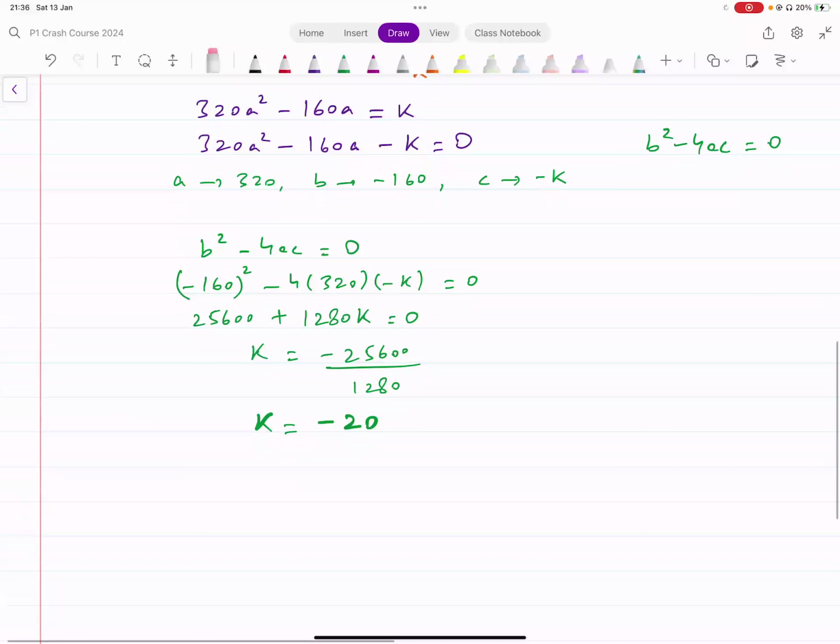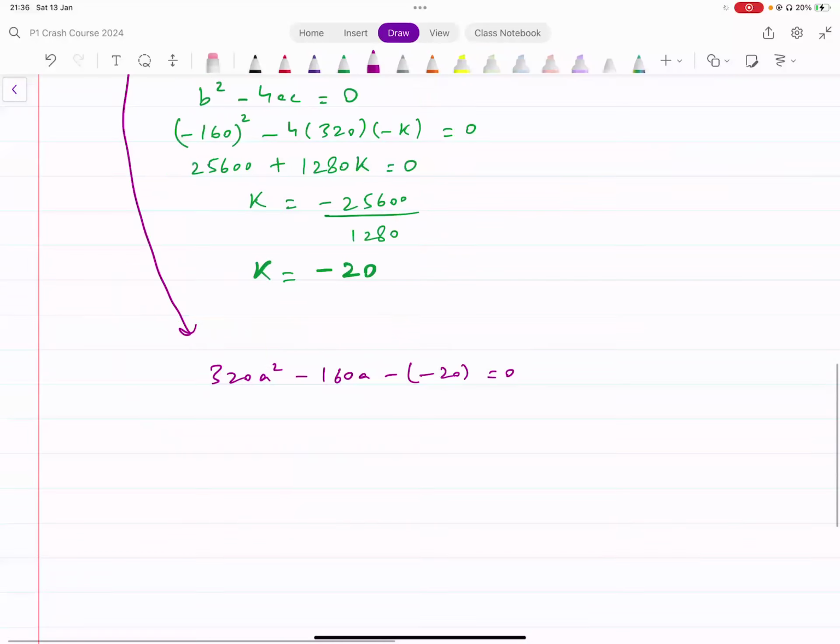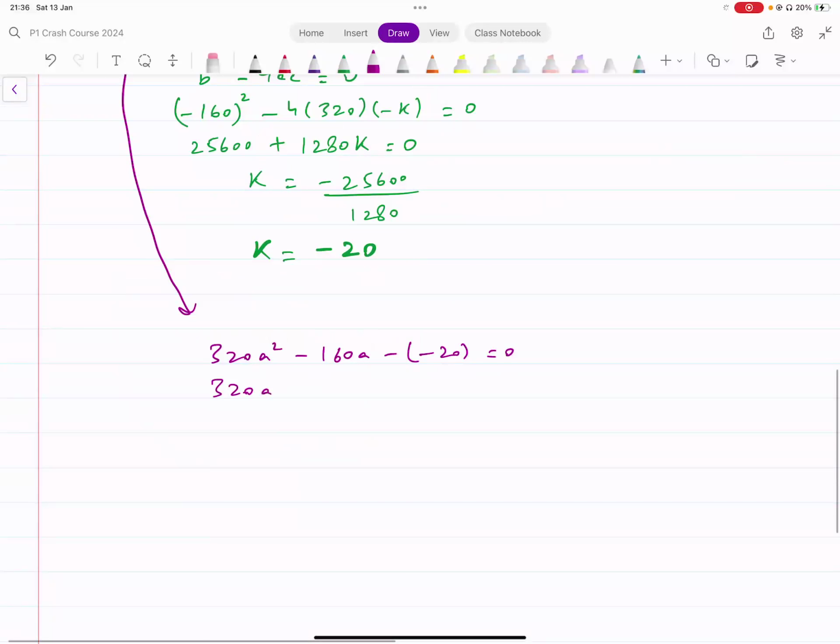So how do you do that? We can use this equation here. 320a squared minus 160a minus k, that becomes minus into minus 20, equals 0. Now it's a quadratic equation that you can solve. 320a squared minus 160a plus 20 equals 0. Divide everything by 20 to simplify this.